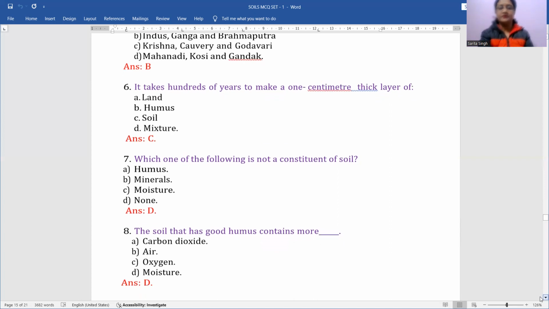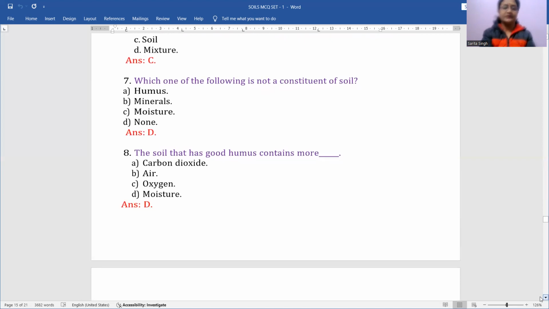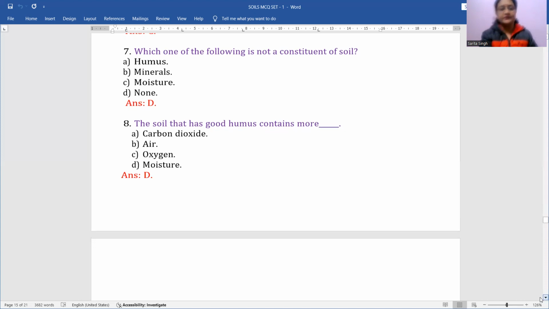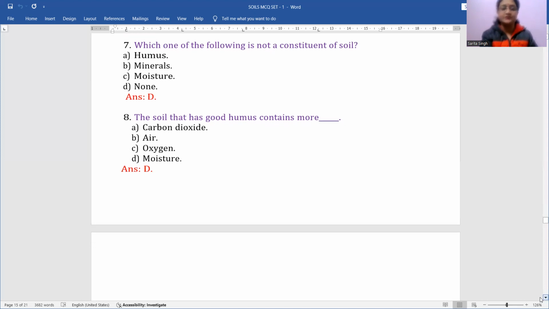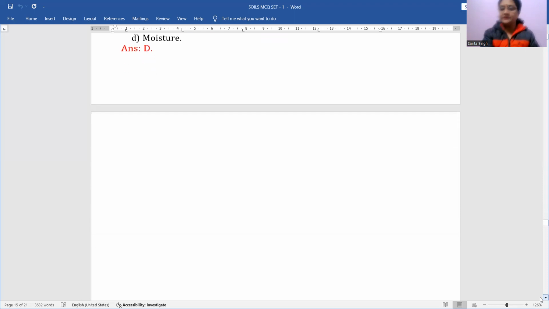Okay, which one of the following is not a constituent of soil? Humus, minerals, moisture, and none. D is the actually correct option for this, right? Okay, because all these are the important constituents of soil. Acha, next है the soil that has good humus contain are more, you will find carbon dioxide, air, oxygen, moisture. Which one is correct option? That is moisture. Okay, the soil that has good humus contains more moisture within it. Okay, अच्छा, next question हो गया आपका.